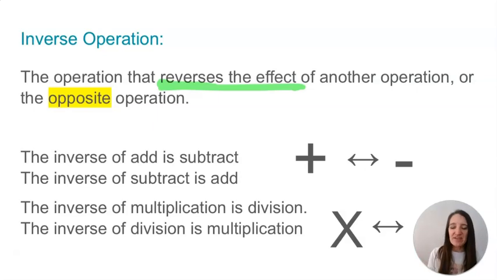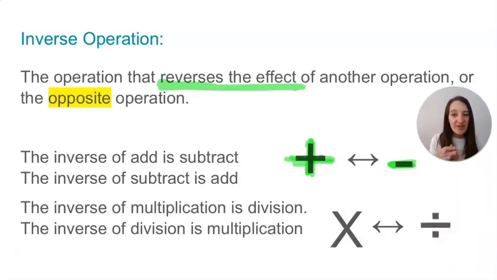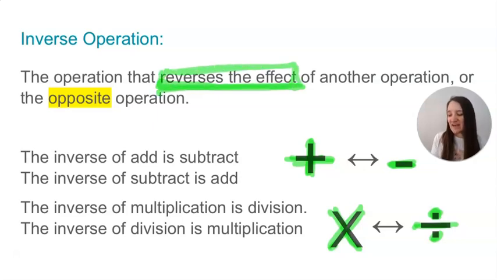Okay, so these are the inverse operations you need to memorize. The opposite or the inverse of addition is subtraction. And the inverse or opposite of subtraction is addition. If we're talking about multiplying, how do we undo multiplication? Well, we divide. How do we undo division? We multiply. So we reverse the effect.